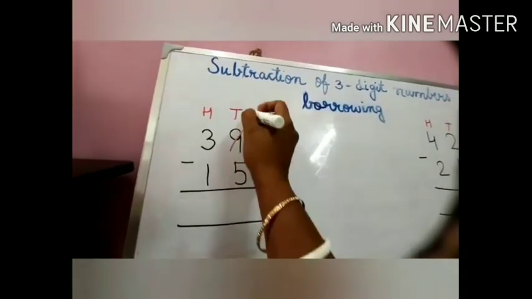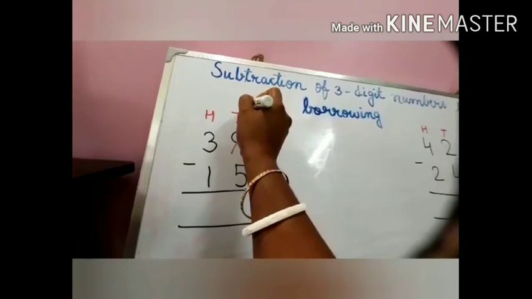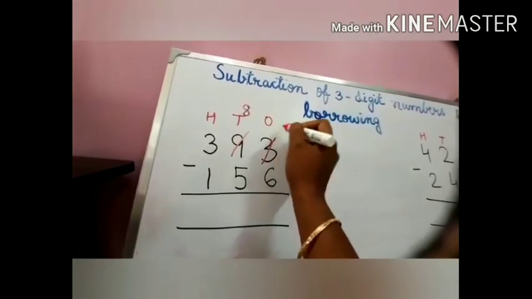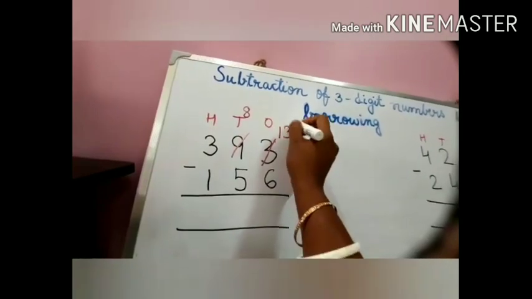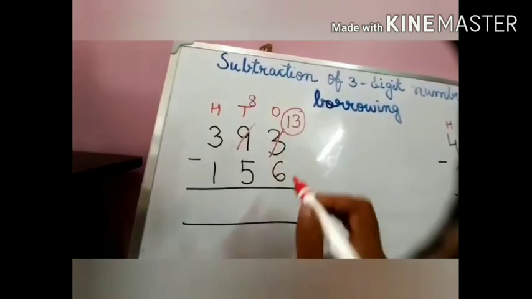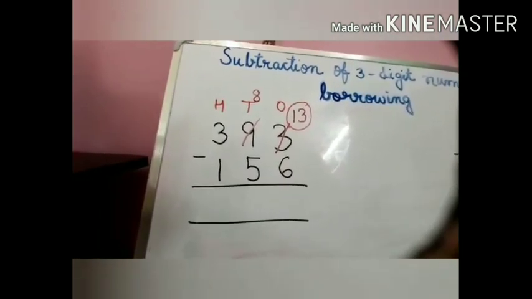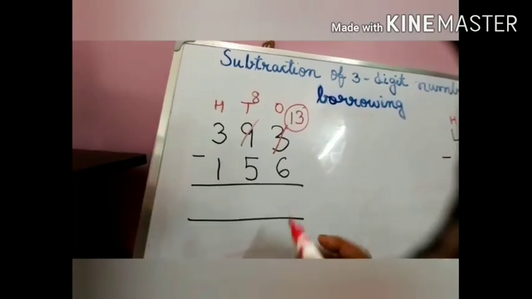From 9 tens, if I take away 1 ten, how much remains? 8. And this will become 10 plus 3, that is 13. And from 13, if I take away 6, how much remains? Yes, children, quickly count on your fingers and tell me. Yes, it remains 7.